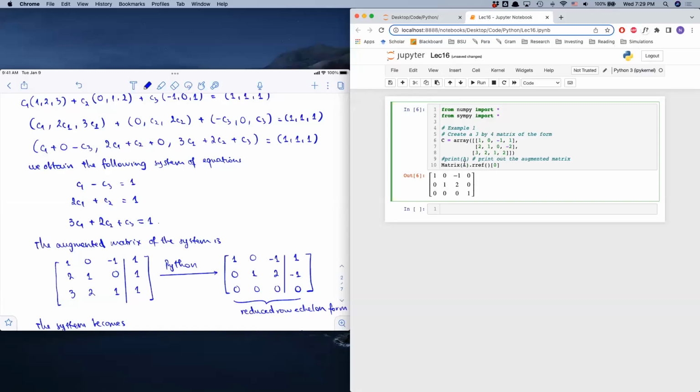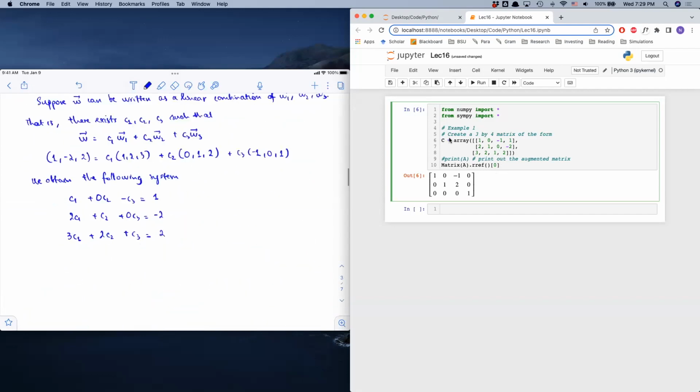So I made a mistake here. I changed the matrix into C instead of A, so this has to be the matrix of C. Right? So hit Shift Enter, and this is the reduced row echelon form that we're going to obtain.